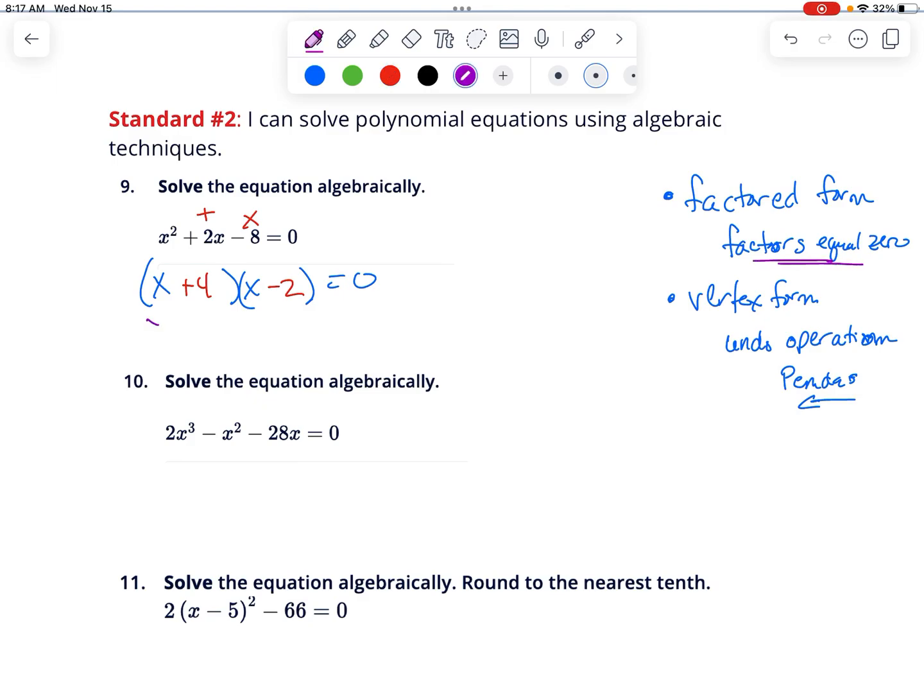So then, as it says here, our factors are going to equal 0 in our equation. So x plus 4 equals 0, so we get an x value of -4. And then x minus 2 equals 0, so we get a value of 2. These are our two values for x.